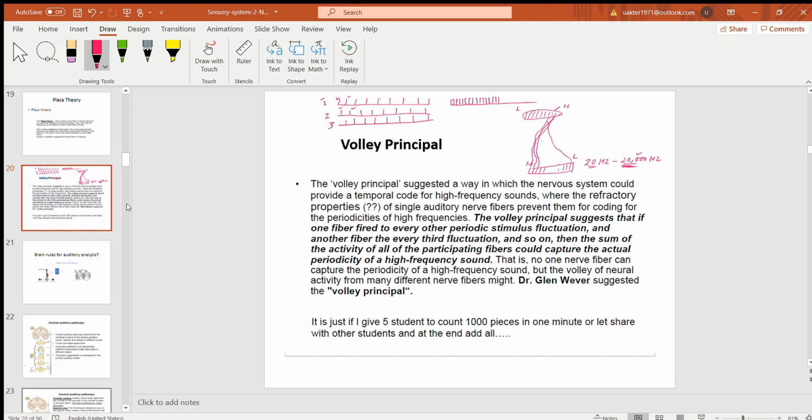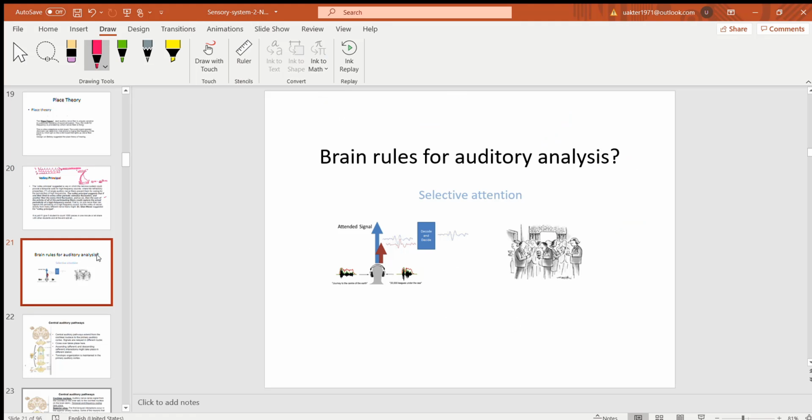So that's how I just gave you the example of how 3 fibers work together combinedly to carry the signal, which is a high frequency signal, towards the brain. If I add these 3, I get a high frequency signal being carried towards the brain by those multiple fibers. So that is how the Volley principle explains how the brain handles auditory analysis.